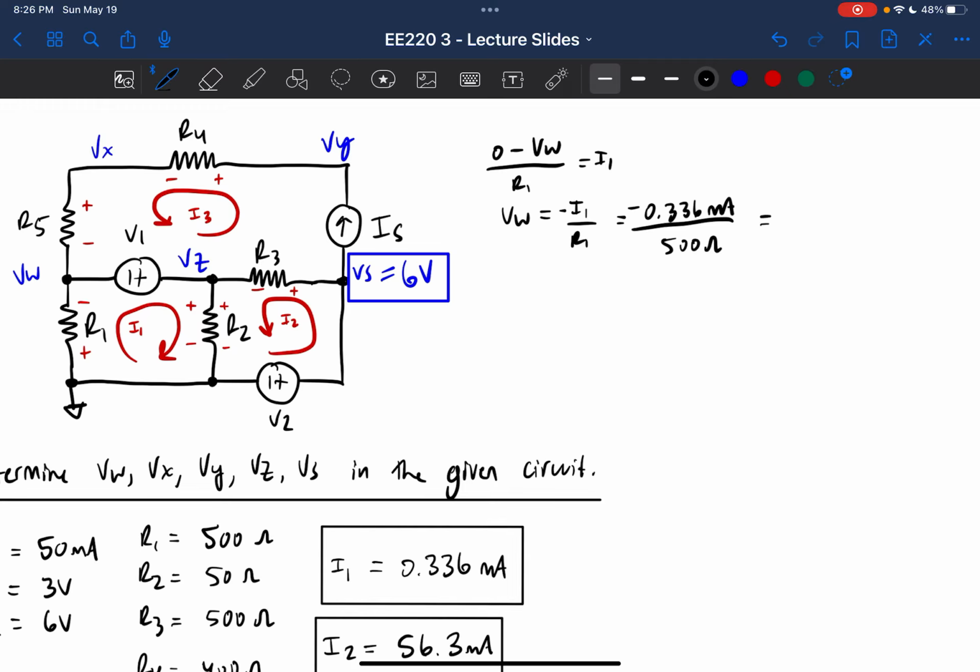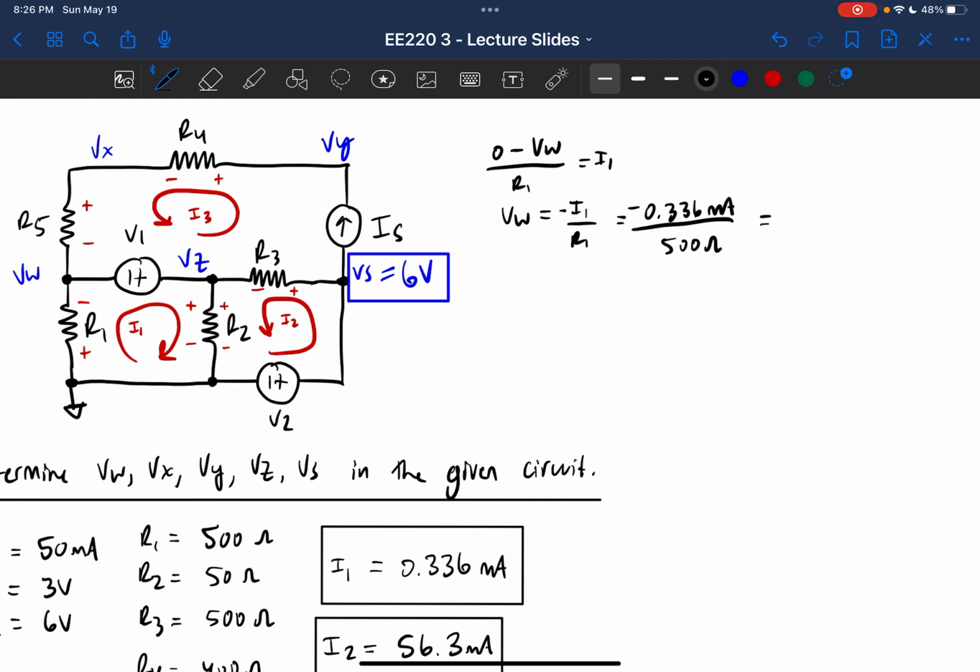I get a very, very tiny voltage there. Let me make sure that that makes sense. I actually ran the circuit in Spice, so I want to check against my Spice sim to make sure that I get the correct value here. Open up my Spice error log. So VW, I get a very tiny voltage.